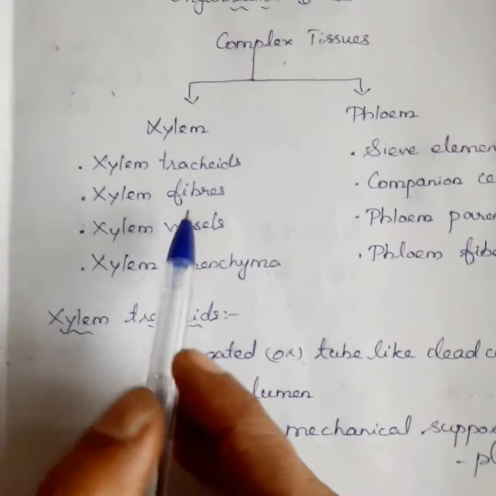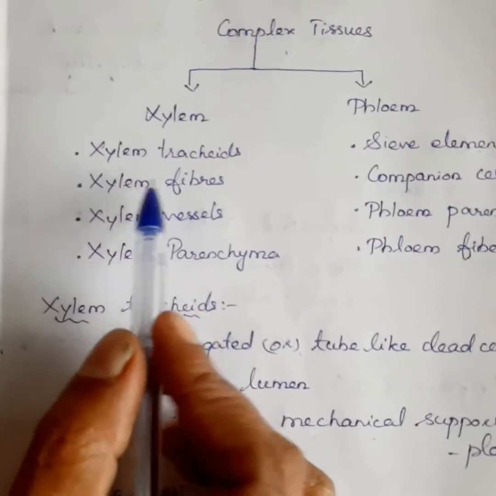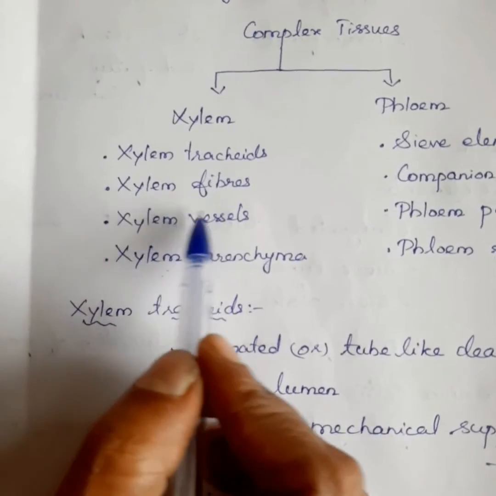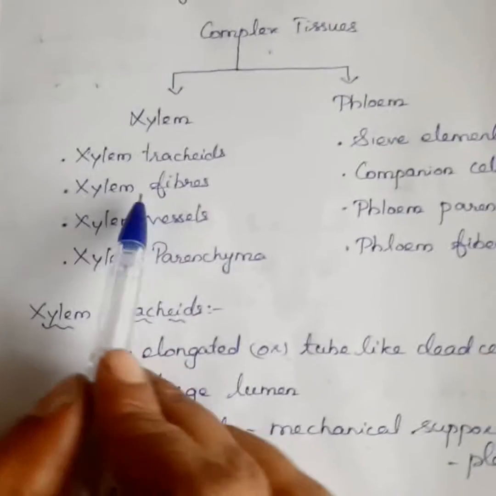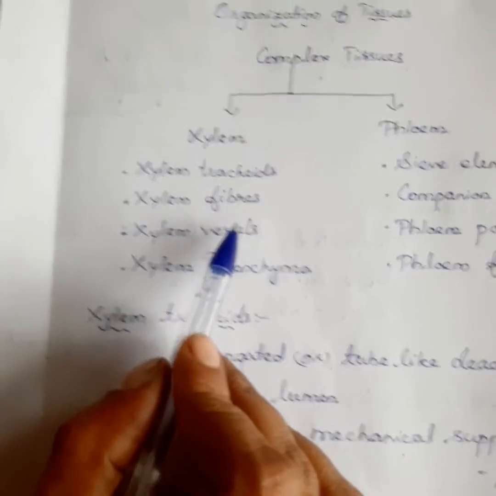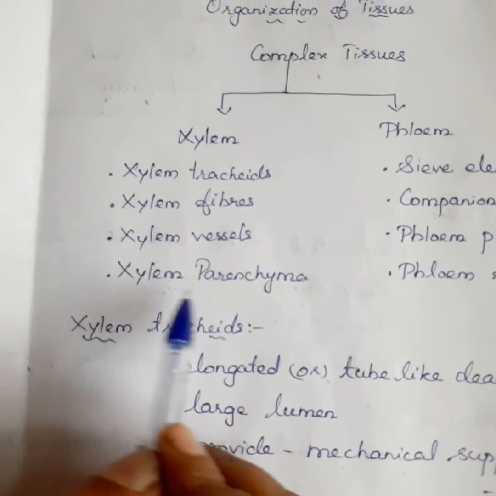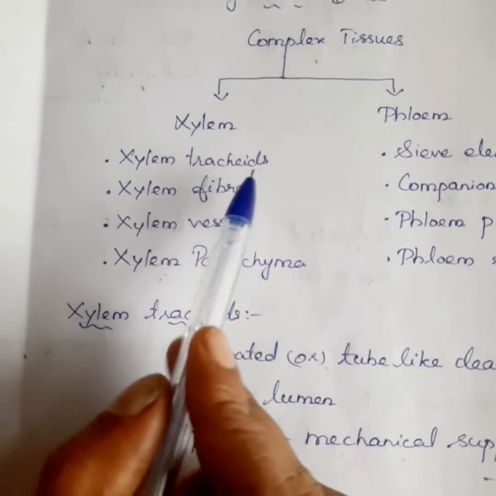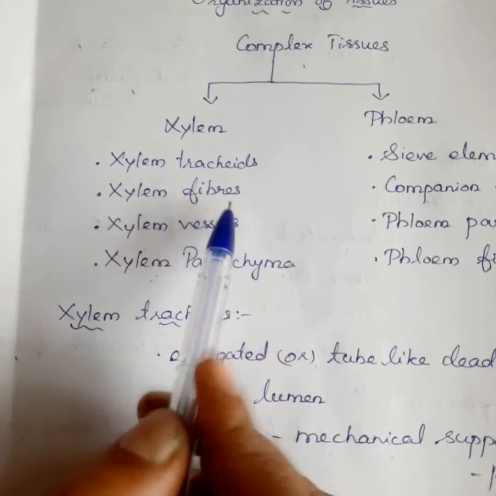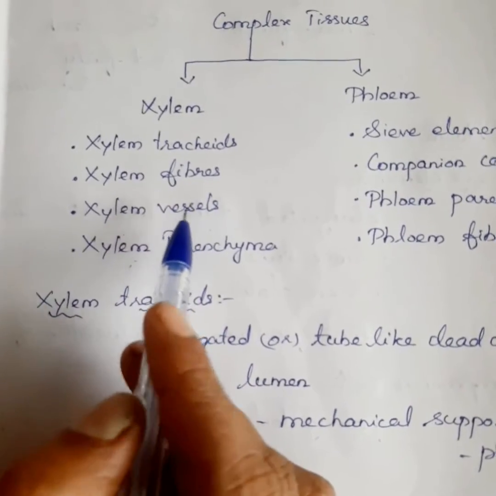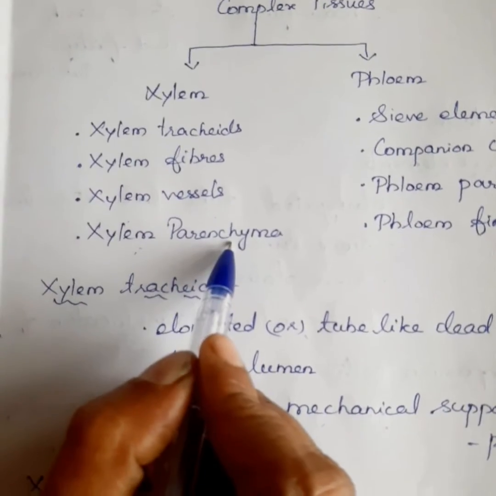It is composed of four types of cells: xylem tracheates, xylem fibers, xylem vessels, xylem parenchyma. So these three types of cells are dead cells, okay, because there is no protoplasm, but xylem parenchyma is a living cell.